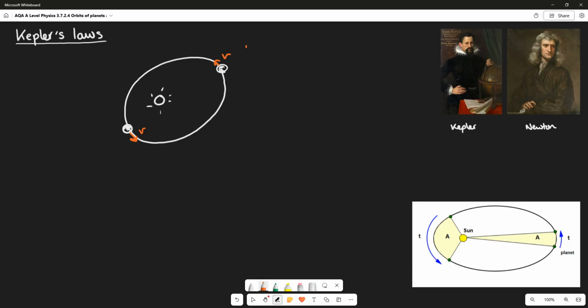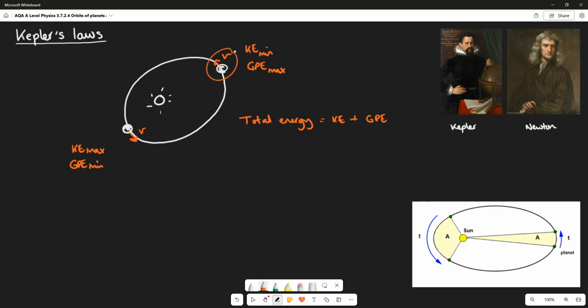And this means that kinetic energy is at a minimum at this location, furthest away from the sun, and kinetic energy is at a maximum here. The total energy will be the kinetic plus the gravitational potential. So therefore, the gravitational potential energy must be at a maximum, the greatest distance away from the sun, and it will be at a minimum the closer to the sun that you are.